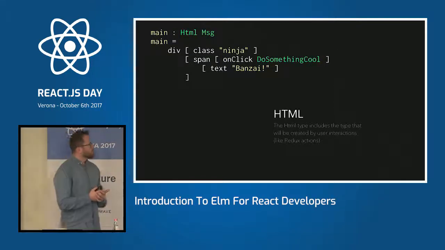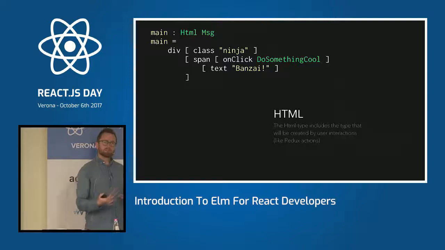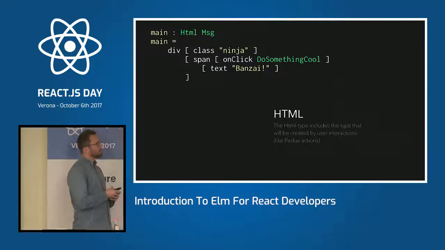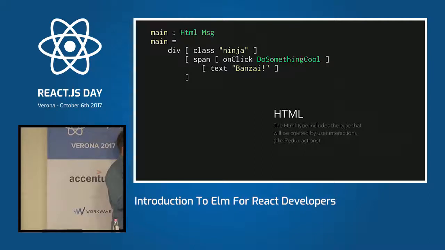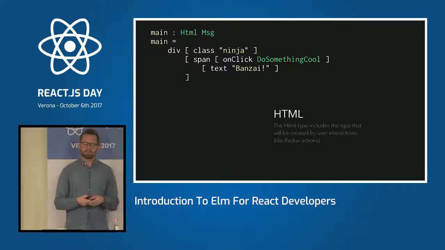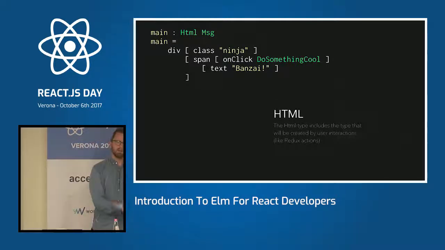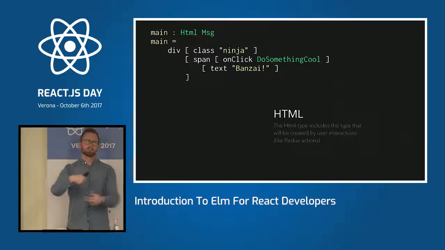So you also need to be able to interact with the HTML. Let's say you add an on-click handler. You just use the on-click function to create an attribute, and you give it some value. And here's where Redux knowledge comes in. So you're basically saying to Elm that whenever you click on this span, create this value for me and input it back into the system. So that's like dispatching an action in Redux.